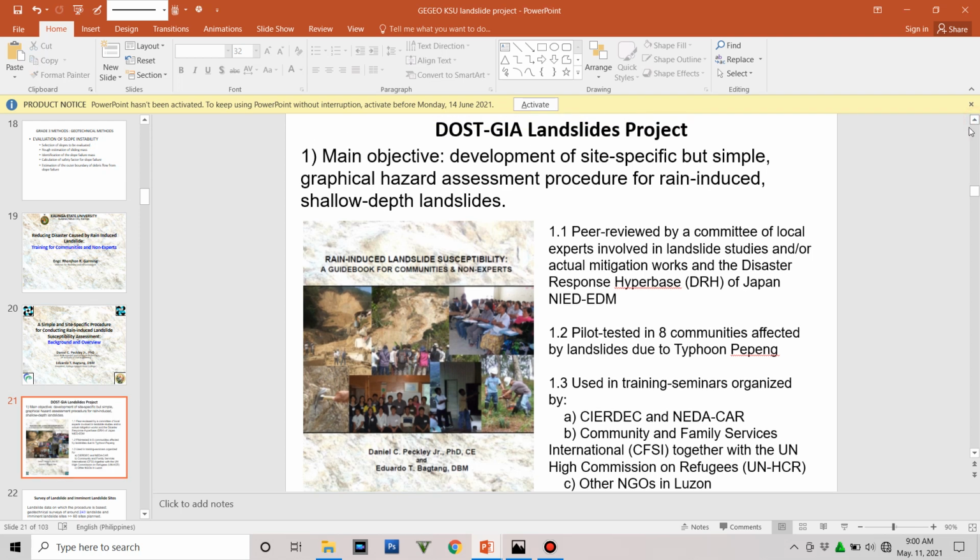So the main objective is the development of a site-specific but simple graphical hazard assessment procedure for rain-induced shallow depth landslides. When we say shallow depth, it could be a translational or rotational type of failure. So shallow depth is different from deep-seated landslides. Okay?